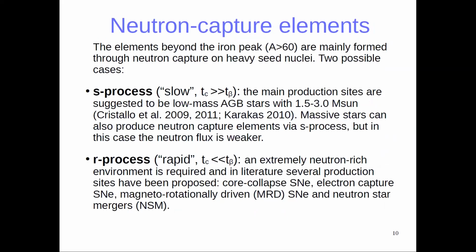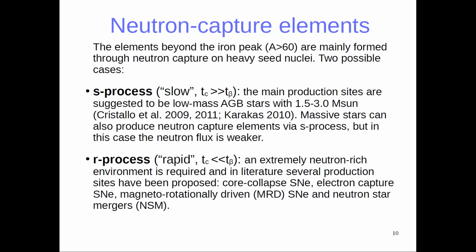Then I would like to talk also about the heavy elements, the neutron capture elements, which are elements beyond the iron peak that are mainly formed through neutron capture on heavy seed nuclei. In this case, there are two possibilities: the s-process, slow with respect to the typical timescale of the beta decay, or the rapid r-process, rapid relative to the timescale of the beta decay.